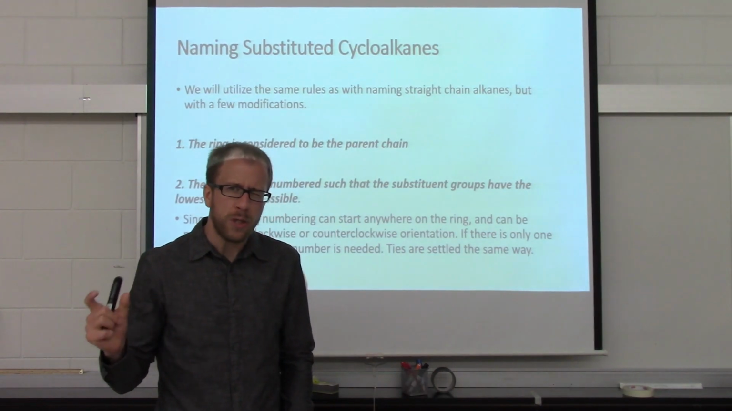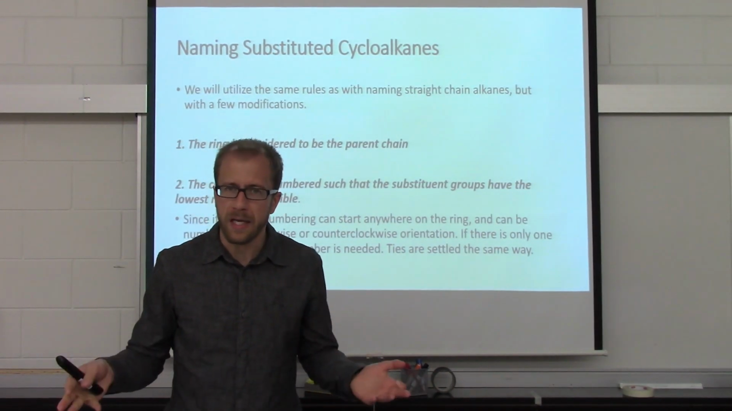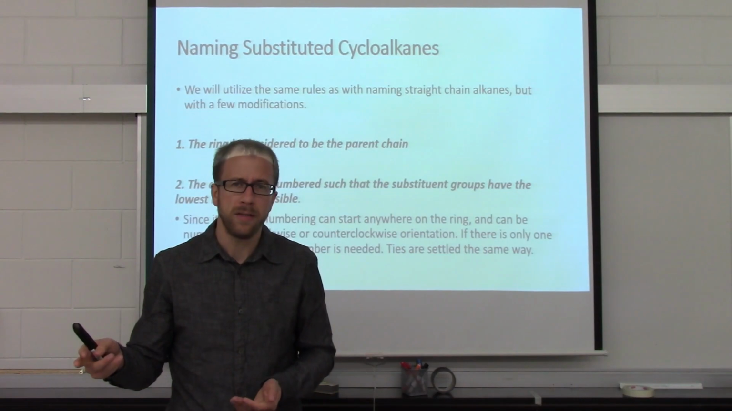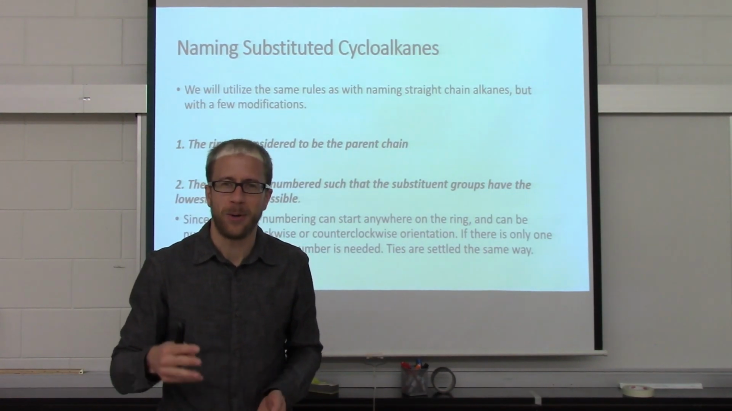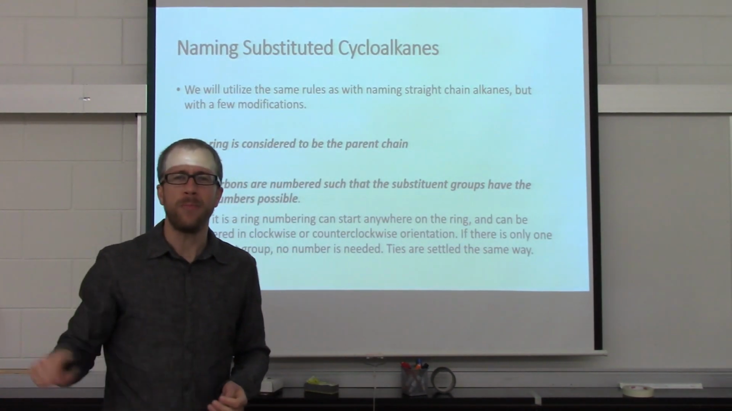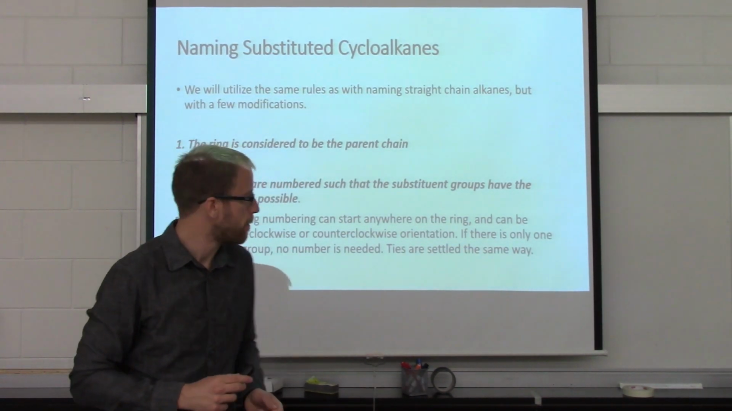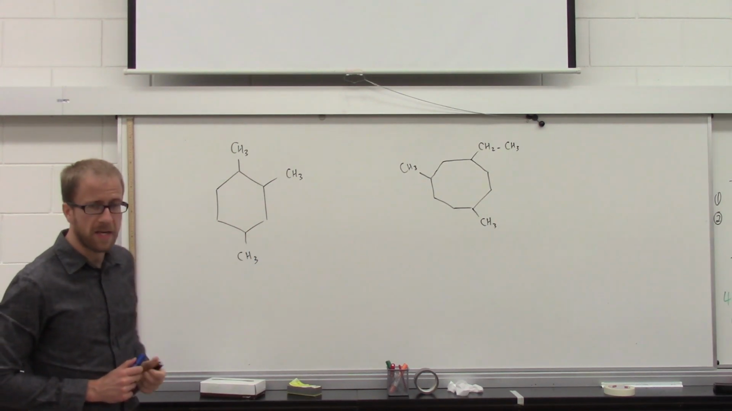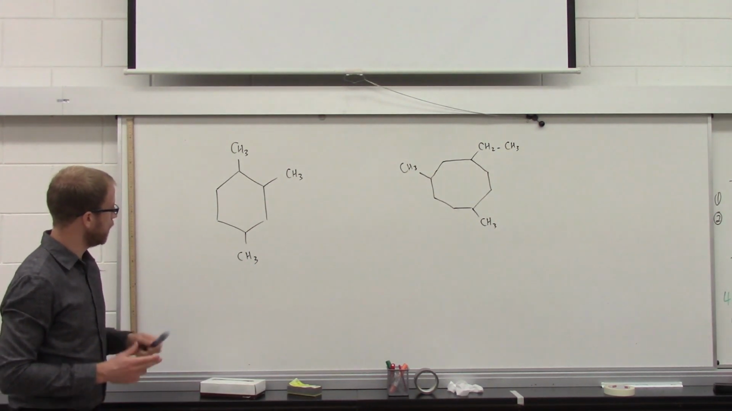Now, this can be a little tricky for students because on a ring, is there a start and an end point? Well, I hope you just said no to that question. There is no start and end point, right? You can start with any carbon in order to label your ring. Here we have 2 examples. Let's tackle this one first.